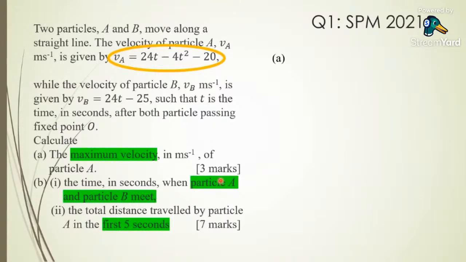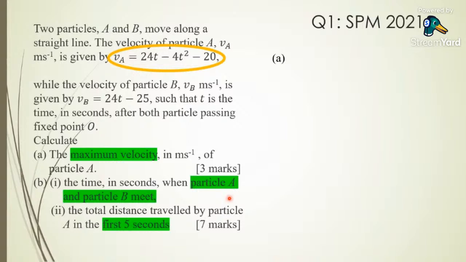The story is, we have two particles. What we are going to find: A, the maximum velocity of particle A, 3 marks. And then B1, the time in seconds when particle A and particle B meet. So A and B are not moving in the same direction. One may be to the left, one may be to the right, and somehow these two particles meet. So we want to know where exactly these two particles meet.